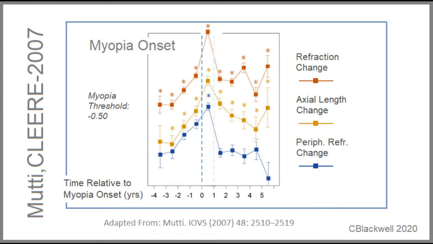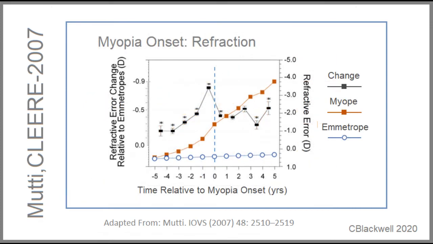So, can we tell when the eye begins its detour toward myopia? Here, comparing refractive error and rate of change. When does the eye start its takeoff toward myopia? It looks like at -4 years, myopes are beginning to separate from emmetropes. What causes that takeoff?